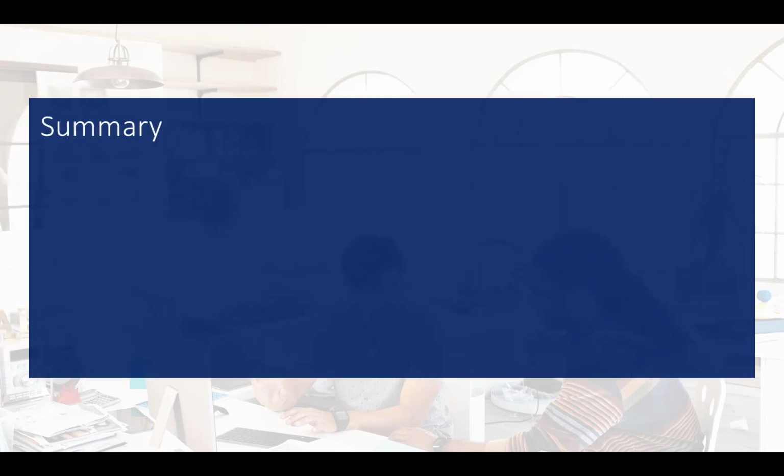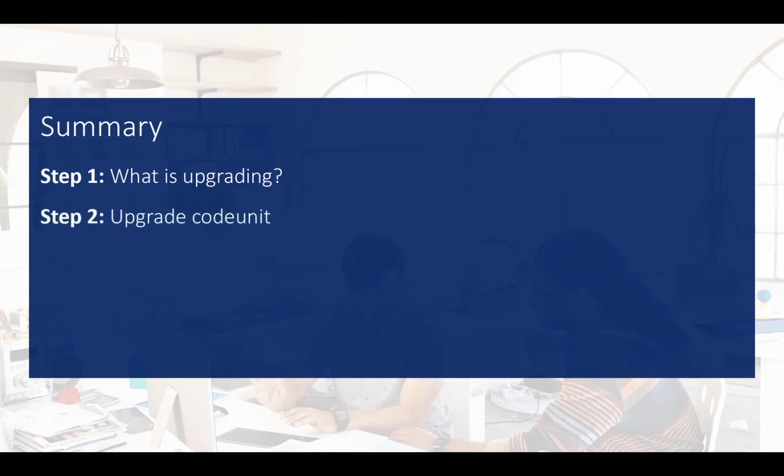This concludes this introduction in how you can take care of the data during upgrading to new versions of your app. I showed you 3 steps. First, I explained what I mean with upgrading. Second, I showed you the fundamental part, the upgrade code unit. And finally, I talked about how you can extend a bit more by giving the upgrade logic more context by using the Module Info API that comes with AL.